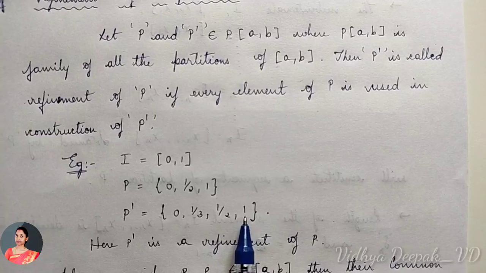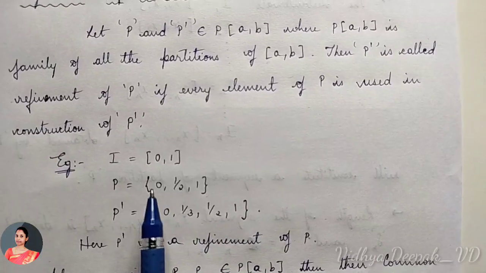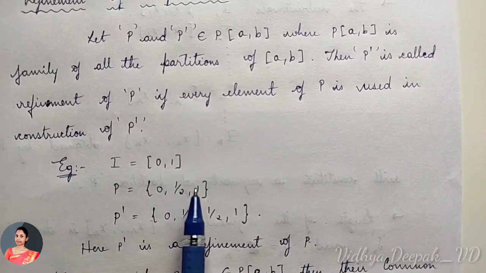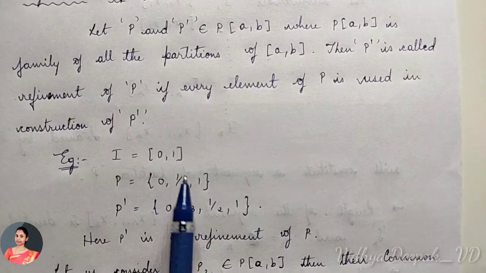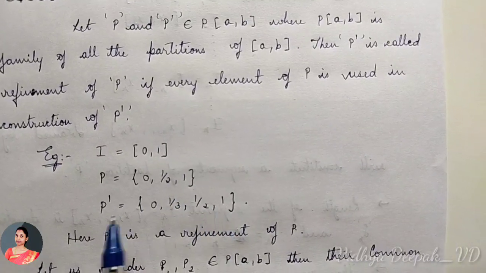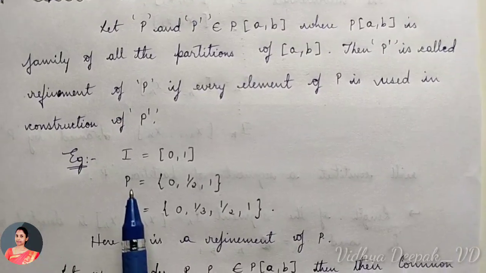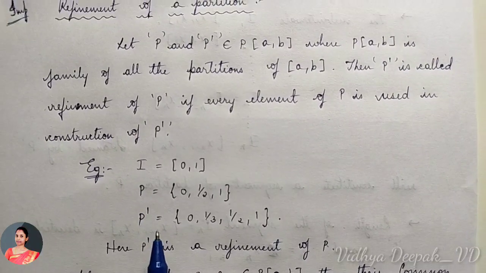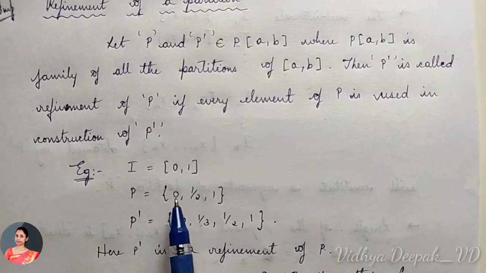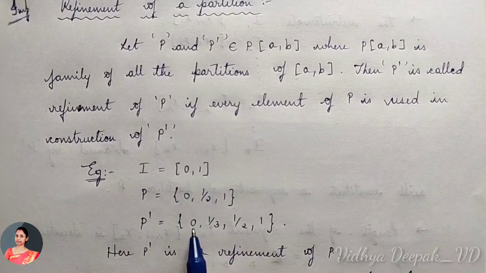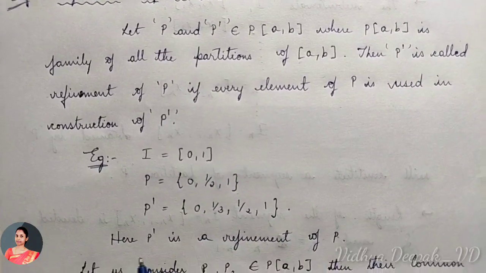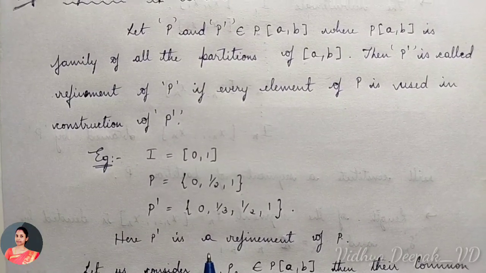So how did we construct P dash? P dash consists of all the elements of P, right? 0, 1/2 and 1. That means P dash is a refinement of P. The only condition for the refinement of the partition is that all the elements of the partition should be included in the refinement. So here P dash is a refinement of P.